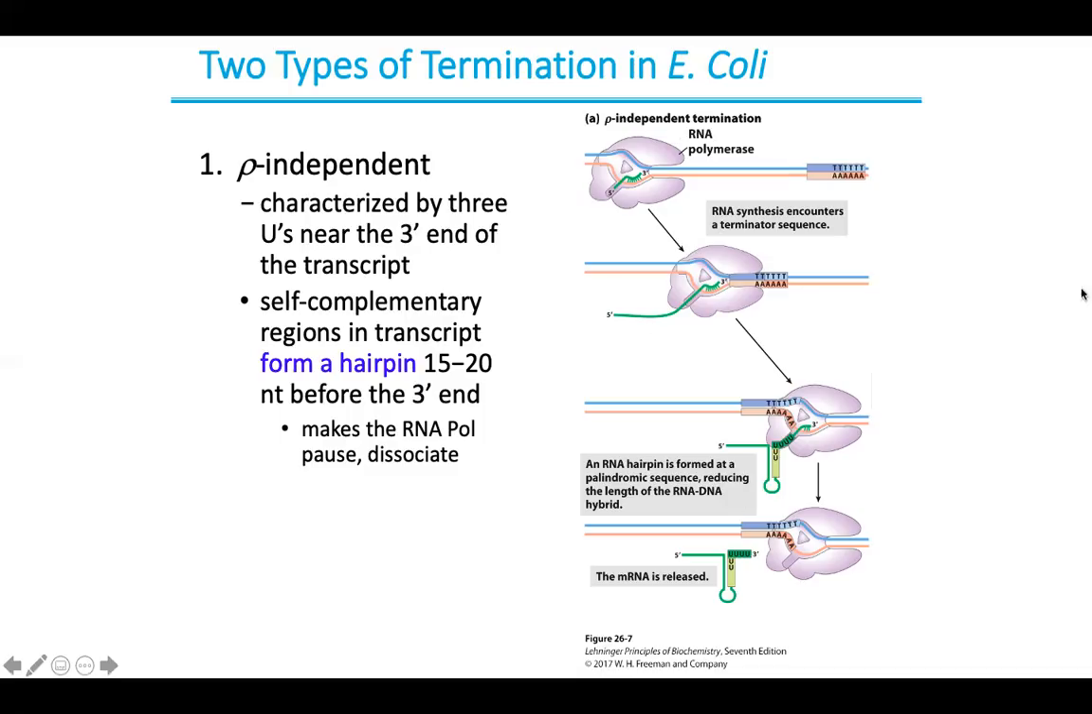For example, in this illustration of Rho-independent termination, the RNA polymerase will read a transcript made up of 3 uracil nucleotides, and the transcript now forms this hairpin loop. This RNA hairpin is formed at a palindromic sequence, reducing the length of the RNA-DNA hybrid. So this loop causes a destabilization of this complex. The mRNA is released and the polymerase is dissociated. So that is Rho-independent, meaning there's no involvement of a Rho protein. It's just that a transcript of 3 uracil nucleotides is read and forms a hairpin loop, causing the dissociation of the RNA polymerase.